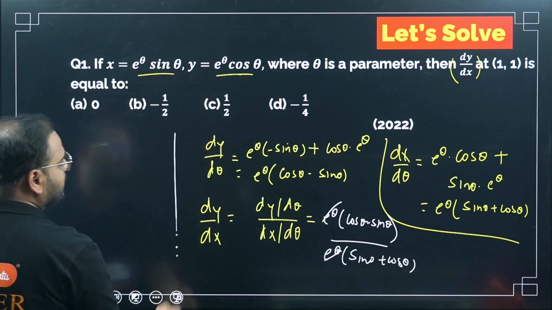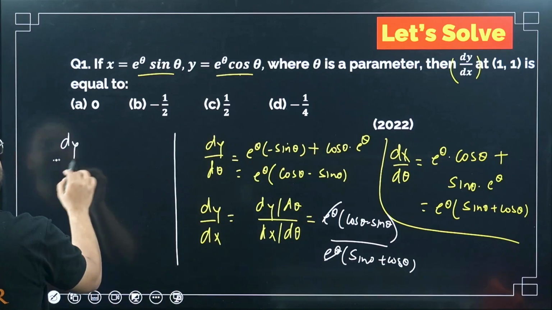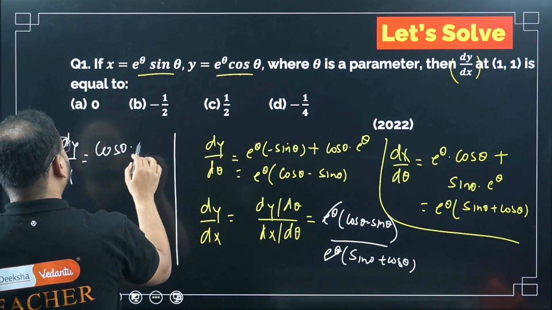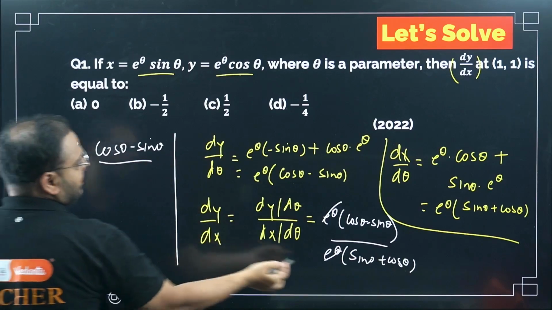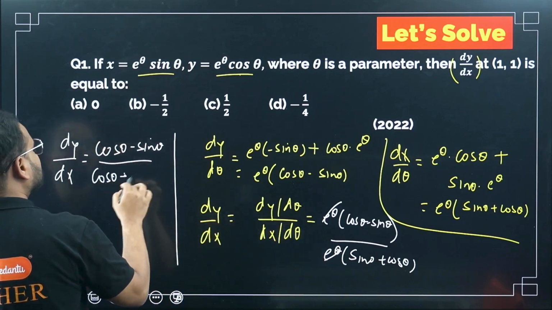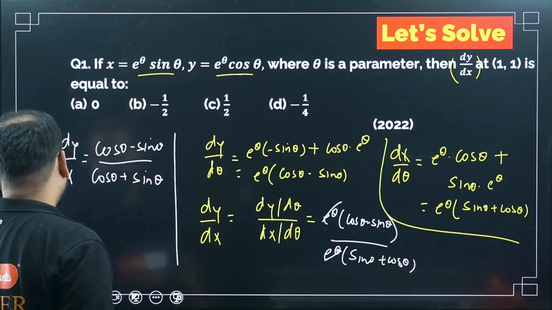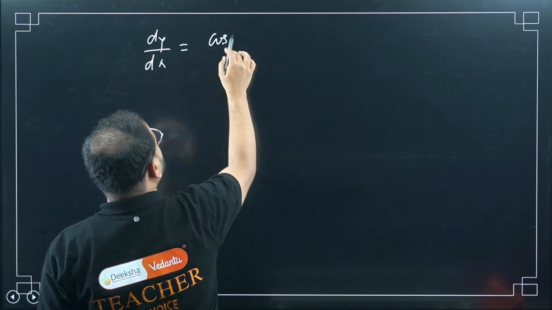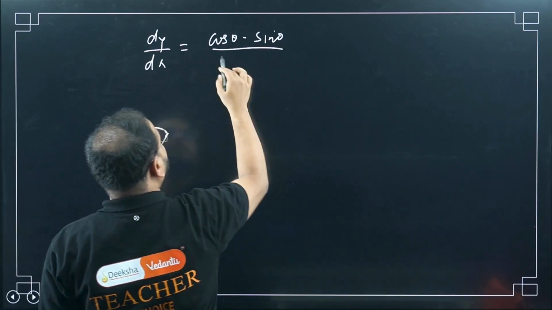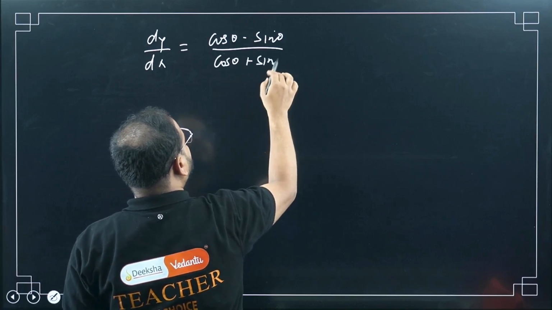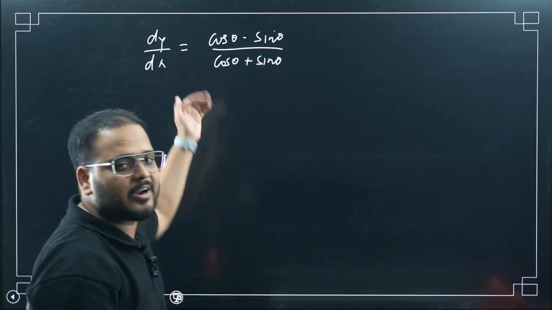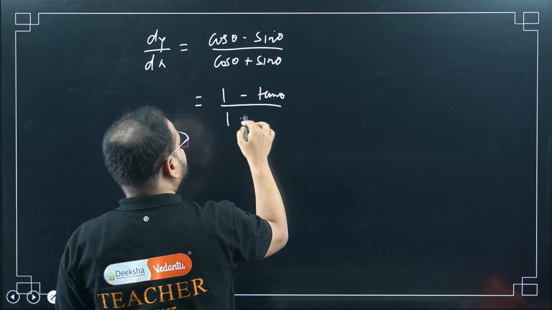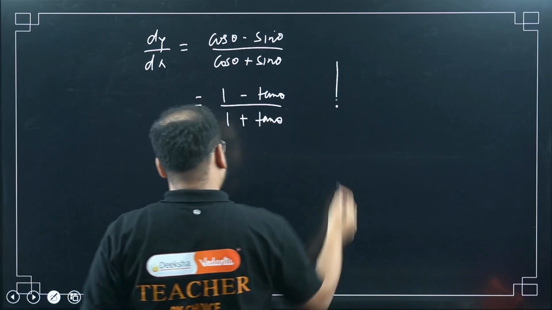What am I going to get? Please check. I'll get dy by dx as cos theta minus sin theta upon cos theta plus sin theta. Now divide everything by cos, both numerator and denominator. What are you going to get? You will get 1 minus tan theta upon 1 plus tan theta. Yes or no?